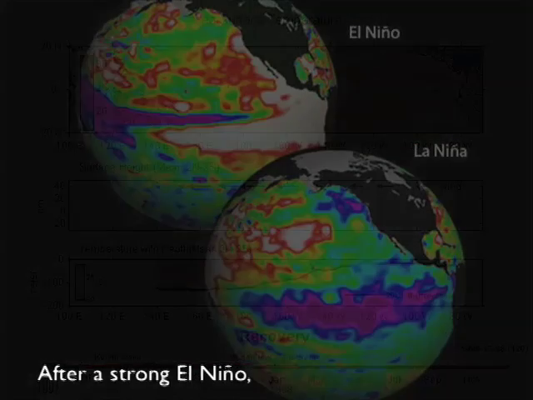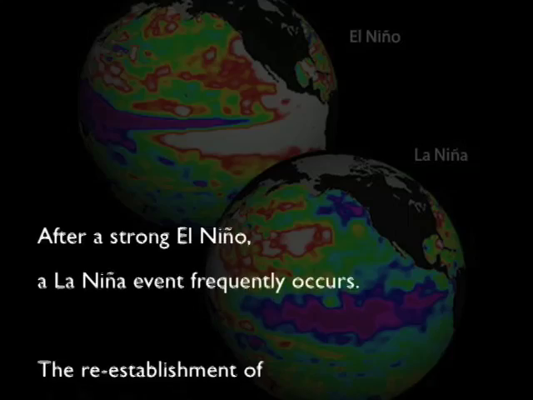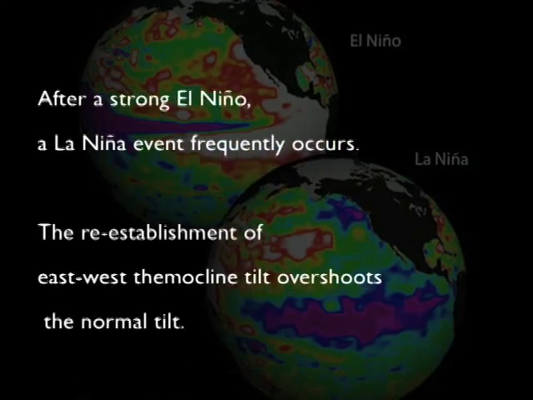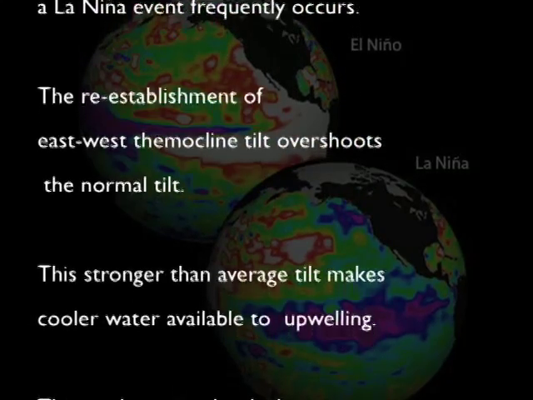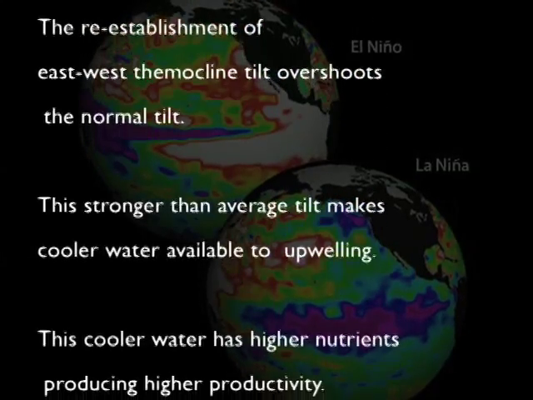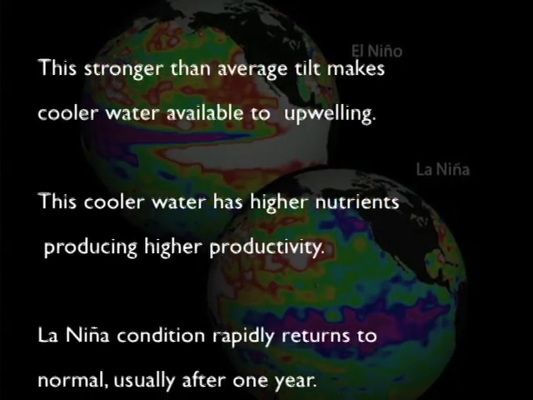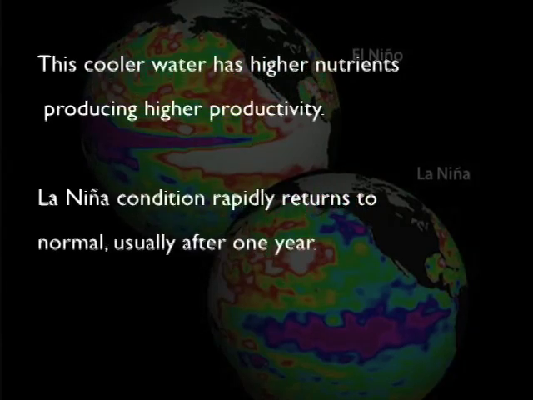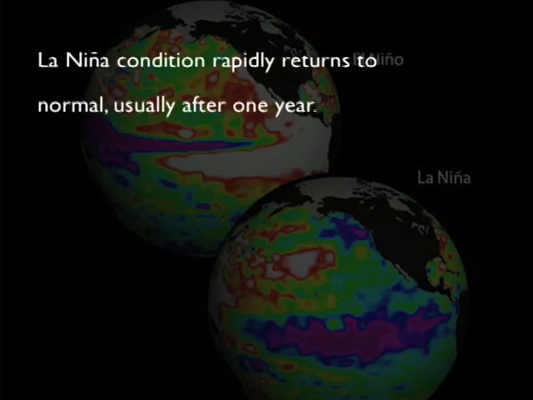After a strong El Niño, a La Niña event frequently occurs. The reestablishment of the east-west thermocline tilt overshoots the normal tilt. This stronger than average tilt makes cooler water available to upwelling. This cooler water has higher nutrients, which produces higher productivity. La Niña conditions rapidly return to normal, usually after 1 year.